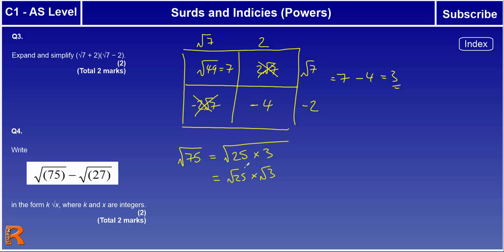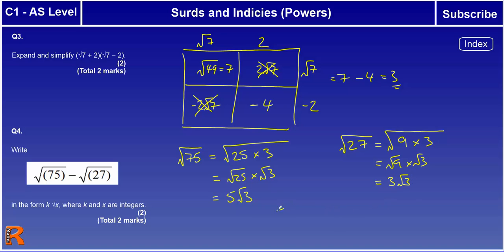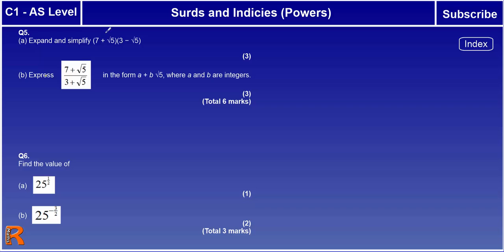Now, I'm setting out this question in lots of steps. I could just go straight to the answer, but just to make it nice and clear, square root of 25 is 5, times root 3 is 5 root 3. I'm going to do the same for the square root of 27. Now, the square number that goes into 27 is 9. 9 times 3, square root of 9 times square root of 3. Square root of 9 is 3. So we've got 3 lots of root 3, so we've got 5 root 3 minus 3 root 3 is equal to 2 root 3.